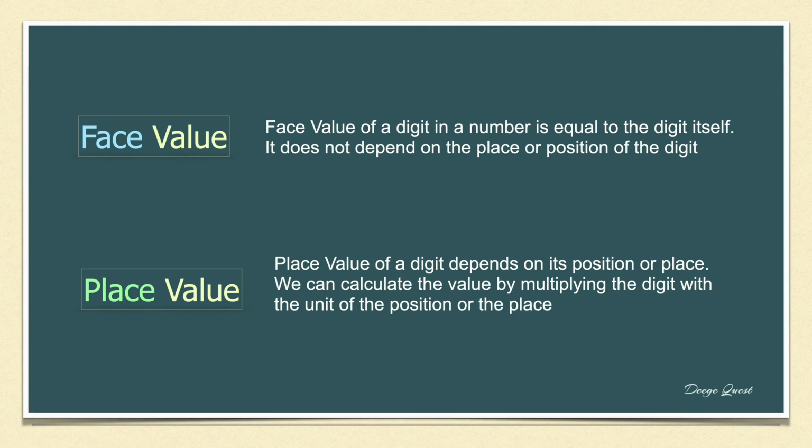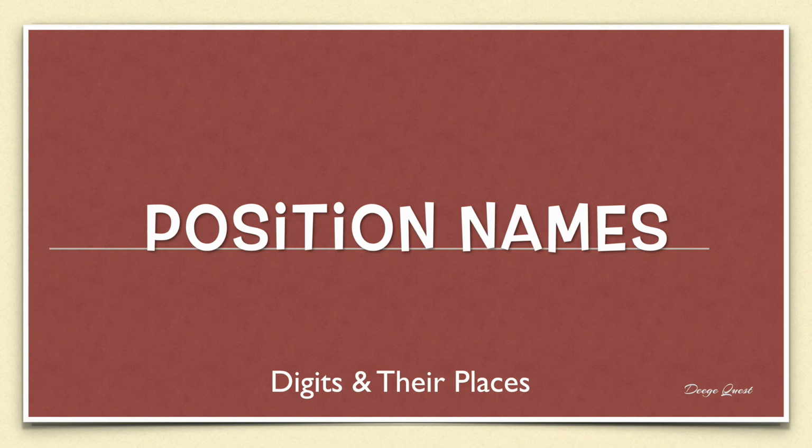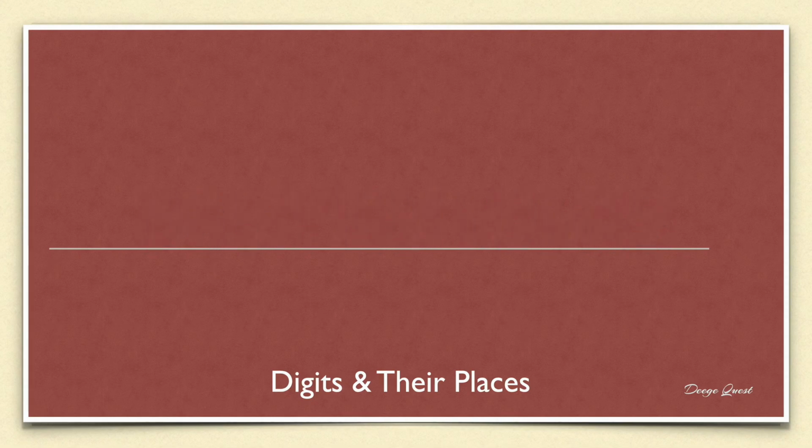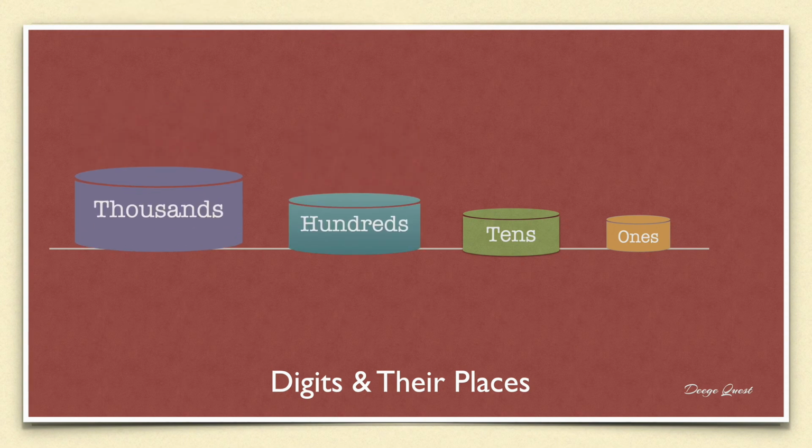Very good. Before we go in detail about the face value and place value, let's try to understand the digits and their places in a number. Okay? Each and every digit of a number sits in a specific position or place which has a name to it, like ones, tens, hundreds, thousands, and so on. And every position has some unit value.